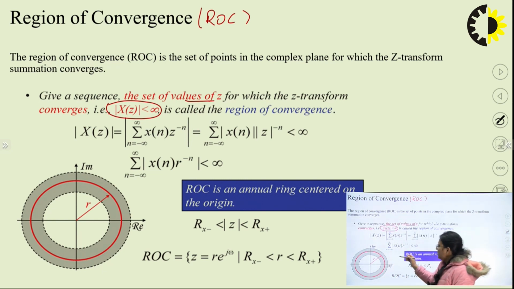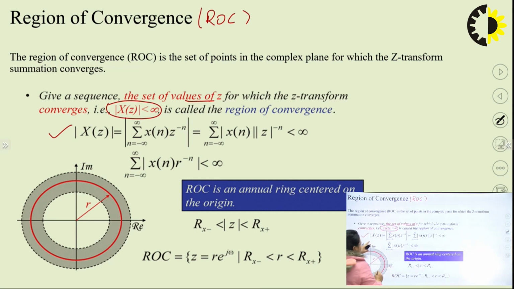Or in mathematical form we can write the mod of X(z), putting in the definition of the Z transform, as the mod of the summation from n equals minus infinity to infinity of x[n] z to the power minus n. Taking the summation outside and the mod separately, this becomes the summation from n equals minus infinity to infinity of mod of x[n] times mod of z raised to the power minus n, which must be less than infinity.